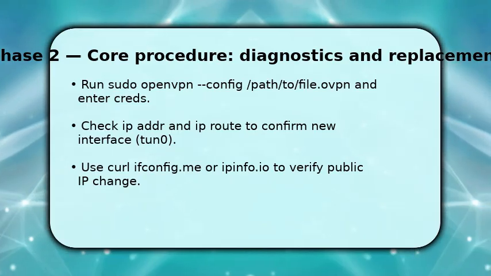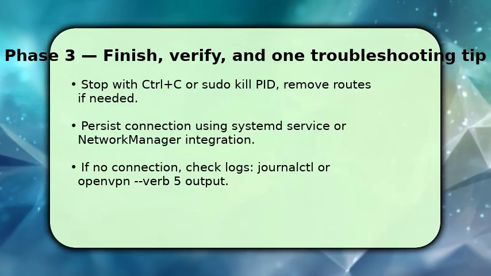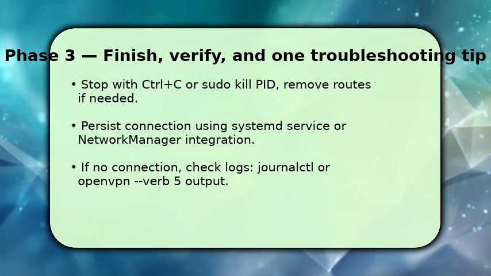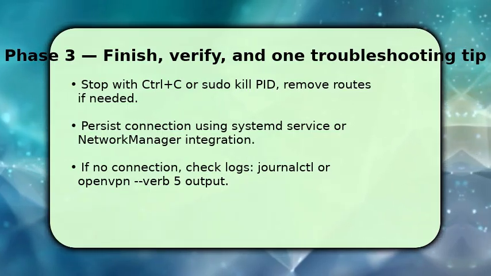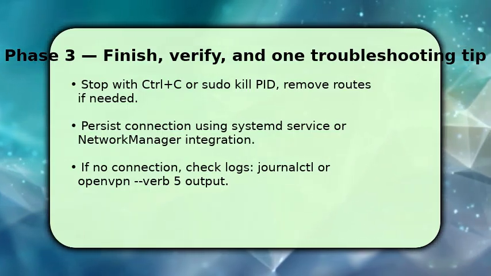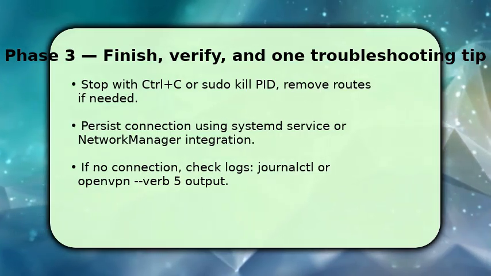You finish by gracefully stopping the client with Ctrl+C or sudo kill PID, which removes tun0 and restores routes. Make sure routes are back to expected values. Once satisfied, enable persistence via systemd or import the ovpn into Network Manager for automatic reconnection.